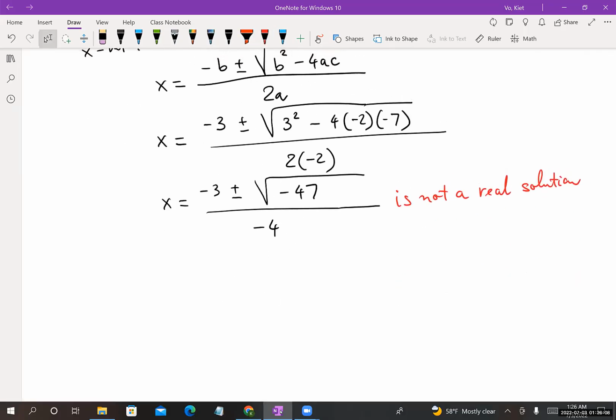And if it's not a real solution, that means there's no x-intercept, because the x-intercept has to be a real number. Okay, but here this is not a real number. So this tells us that the parabola, the graph of this function, does not intersect the x-axis at all. Okay, so no x-intercept.